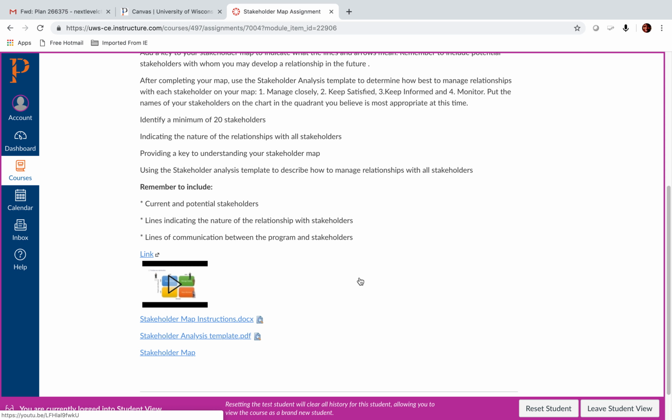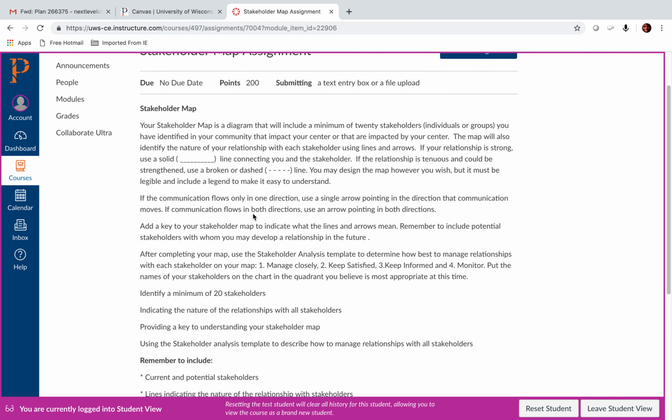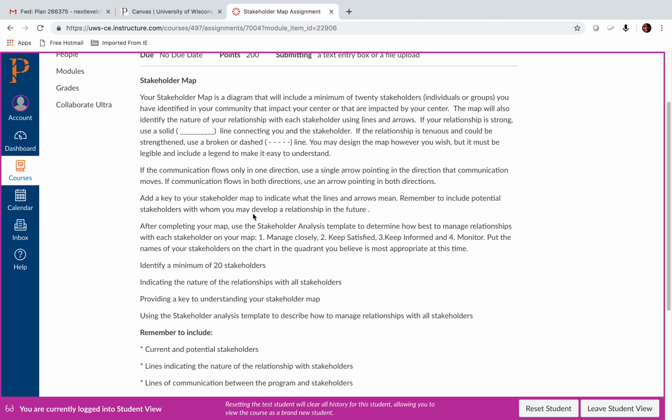Now with this one, there's also a video to watch. But I'm just going to go ahead and read this. You may read along with me, or you can actually kind of block me out right now. It's up to you. But it says your stakeholder map is a diagram that will include a minimum of 20 stakeholders, individuals or groups you have identified in your community that impact your center or that are impacted by your center. The map will also identify the nature of your relationship with each stakeholder using lines and arrows.